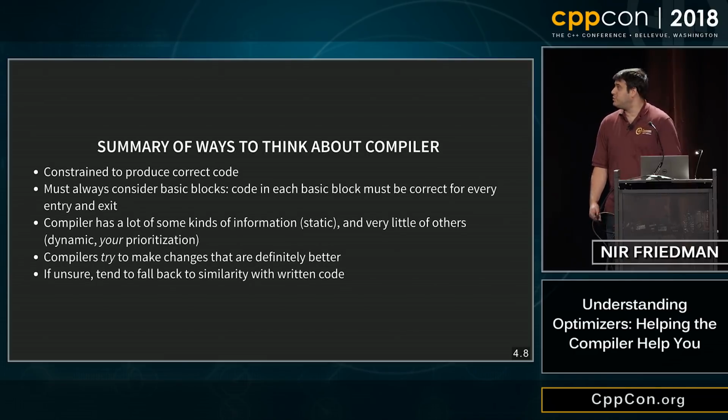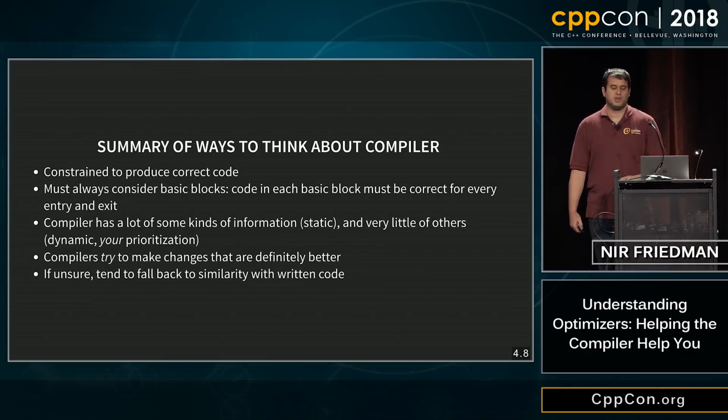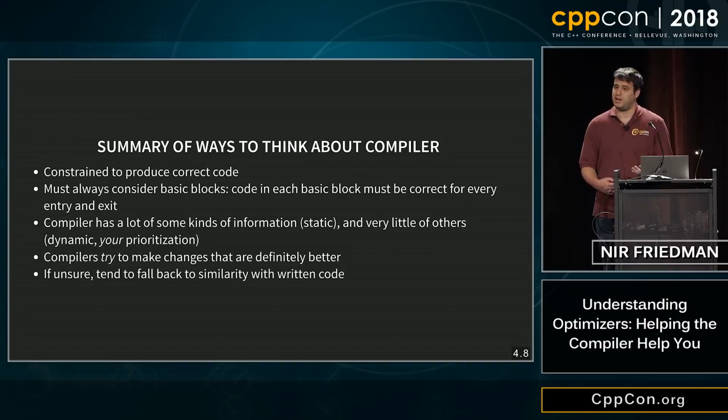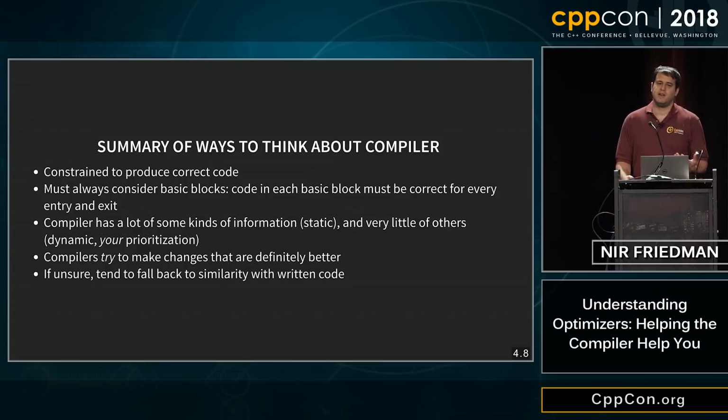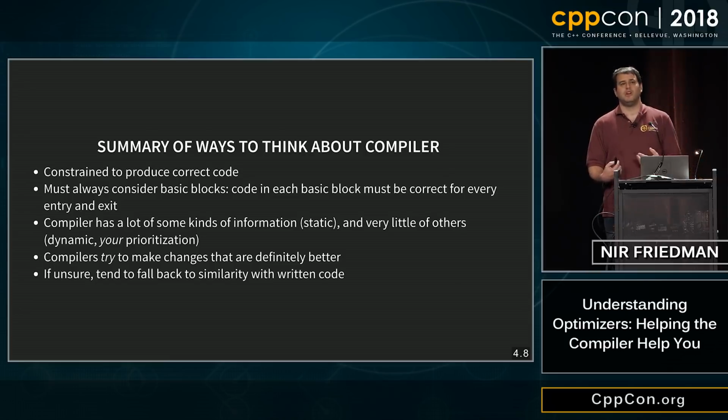Okay, so a quick summary. The compiler has to always produce correct code. It's got to think about basic blocks and all the entry points as part of that correctness. It has a lot of some information, like types. It's got very little of other information, like values typically, or what you care about. That's one of the things the compiler really does not know in general. And it tries to make definitely better optimizations, but if it can't, if it's a judgment call, it may fall back on generating assembly similar to the code you write.